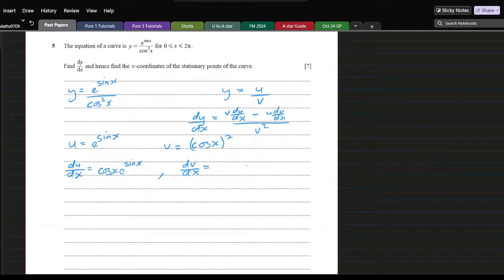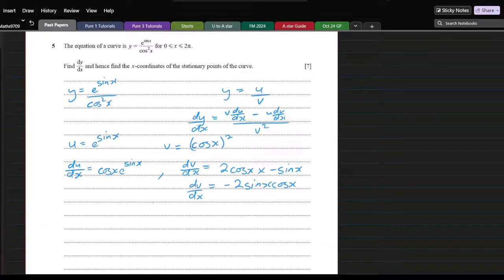To get dv/dx, we're going to bring down our power, so that's 2 cos x, and then differentiate the inner function. If you differentiate cos x, you get negative sine x. So dv/dx is equal to negative 2 sine x cos x.